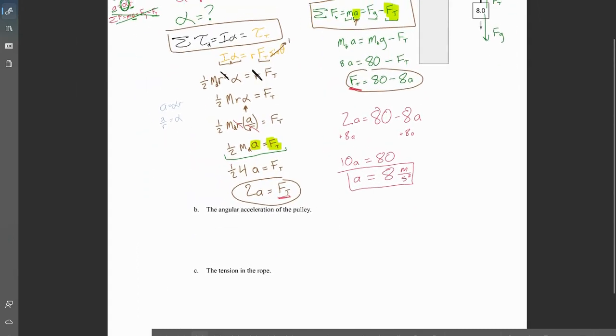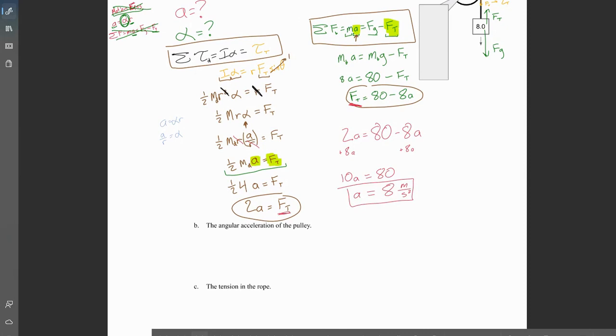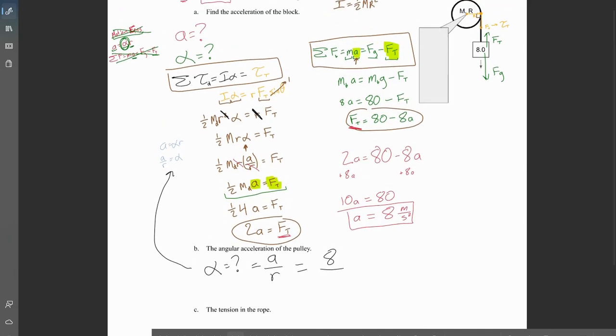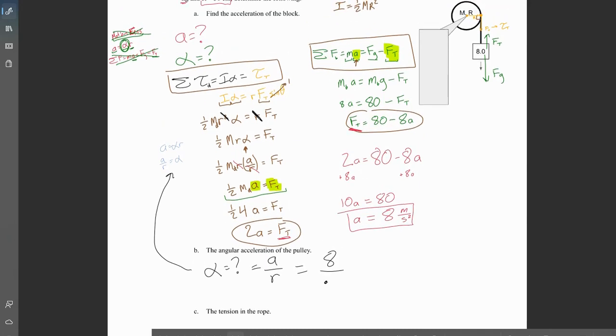All right, part B, angular acceleration of the pulley. Alpha is what we're looking for. We already set up an equation for it. Alpha is equal to A over R. We have our acceleration is 8. We have the radius of the pulley is 30 centimeters, so 0.3. So if we set this up and solve for it, 8 over 0.3 gives me 26.7 radians per second squared. There's our alpha.